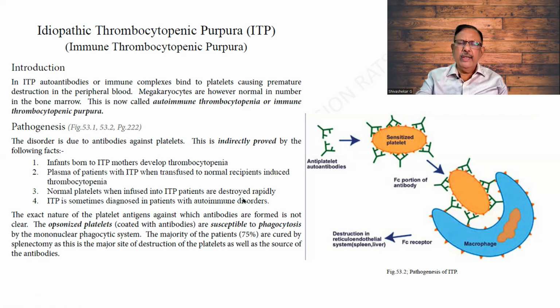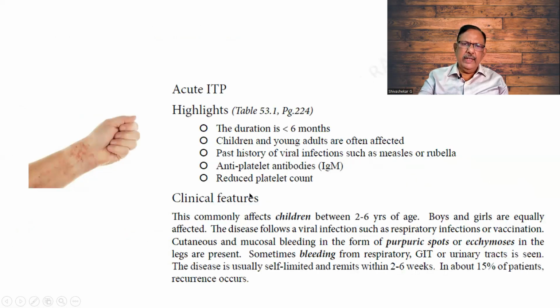This you people shall and will write. The highlights I have already mentioned. The duration in acute ITP is of a short duration. Children are more affected. And there is a past history of viral infections. Maybe because of that, antibodies have been produced.